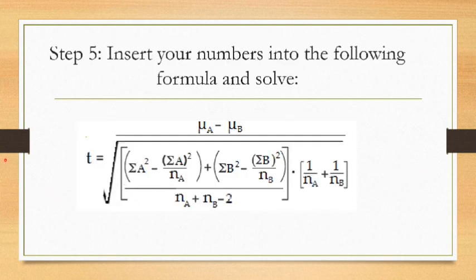Step 5, insert your numbers into the following formula and solve. T is equals to the mean of data set A minus the mean of data set B, so makikita natin kung paano siya basahin mamaya.